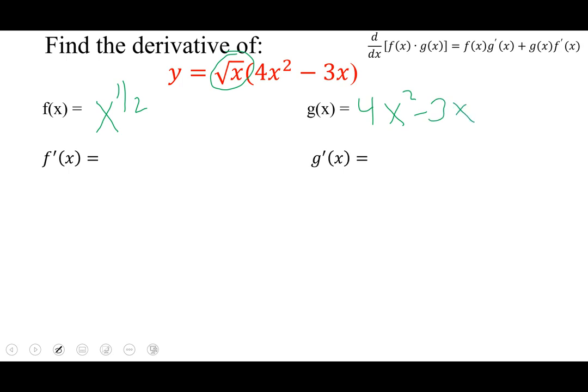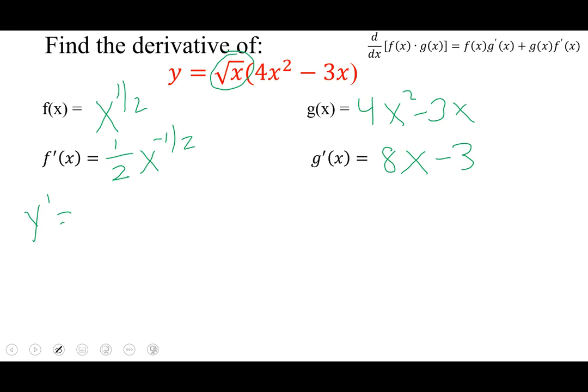The derivative of x to the 1/2, you would bring down the 1/2. Then you would take your x to the 1 less power. The derivative of 4x squared, bring down the 2, 8x minus 3. Let's call this one y prime.